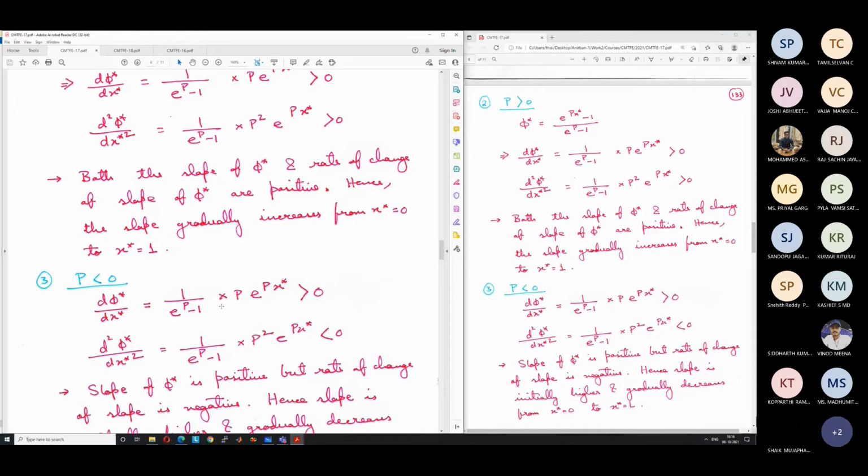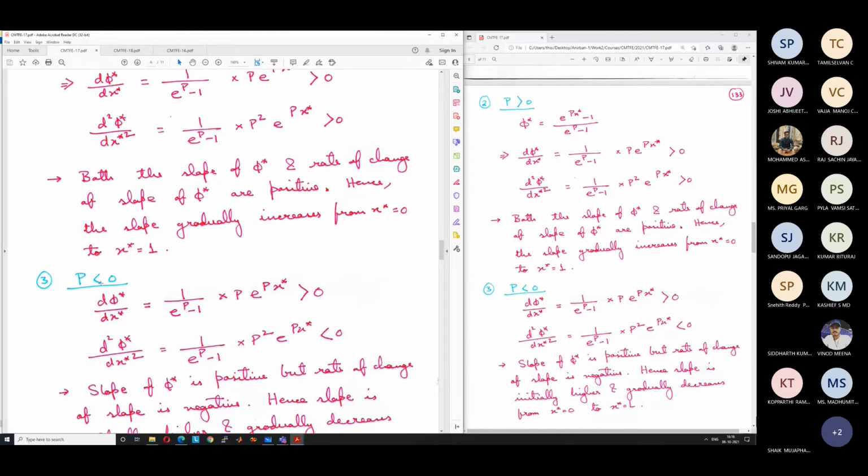Into p is negative. So into another negative. Okay, negative, negative, positive. E to the power some negative term into x star. So e to the power something is always going to be positive. Okay, exponential. Whether the exponent is negative, it will be less than 1, but still positive. Negative, negative, positive. So ultimately the entire thing is positive, so it is greater than 0. So again the slope remains positive in this case also, if the Peclet number is less than 0.